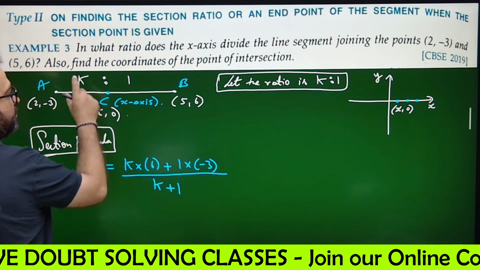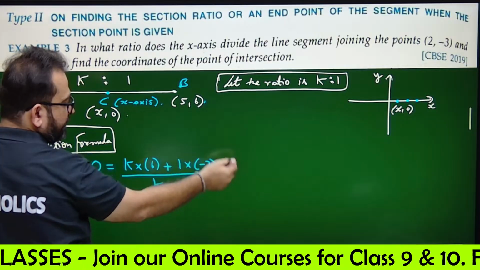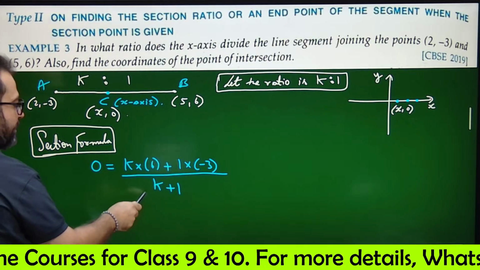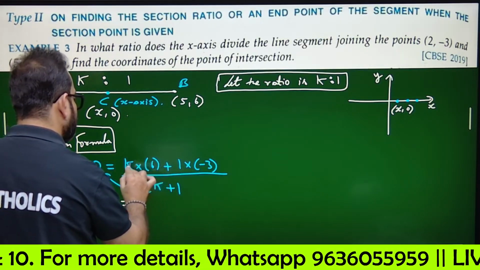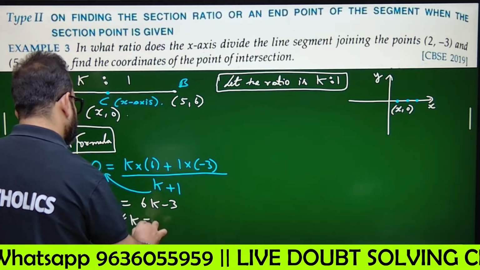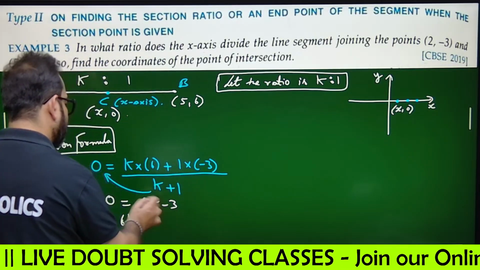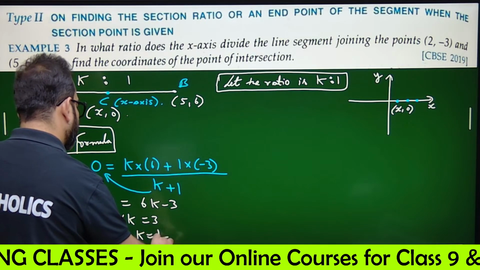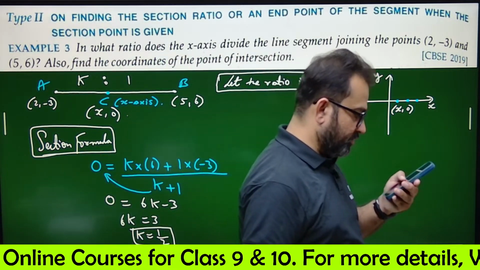So 0 will be equal to k into what? k into the y coordinate of this point. That means 6 plus 1 into minus 3, upon k plus 1. k plus 1 when multiplied by 0 will be 0. So 0 equals 6k minus 3. So 6k is equal to what? Tell me. So 6k equals 3. So k equals 3 by 6, that means 1 by 2. k is 1 by 2.